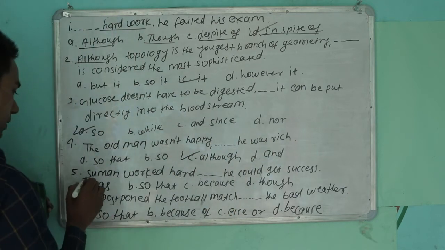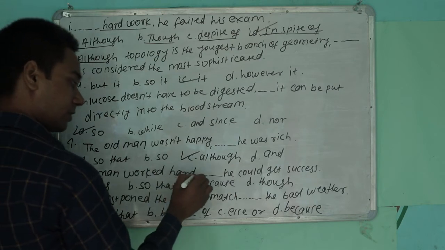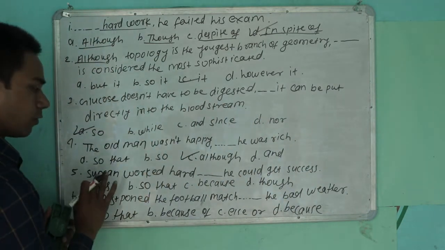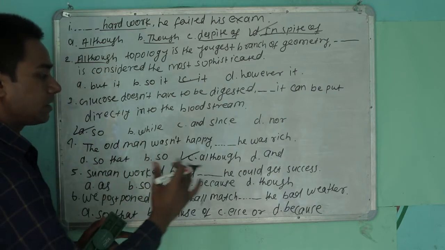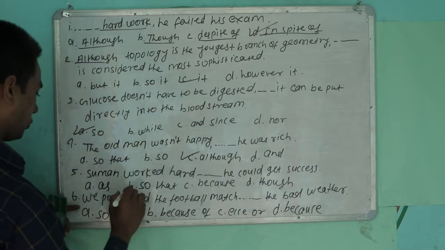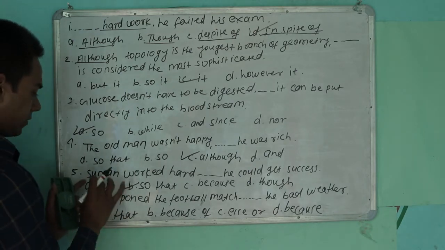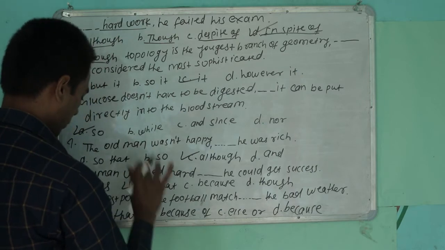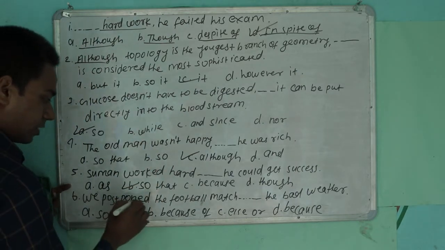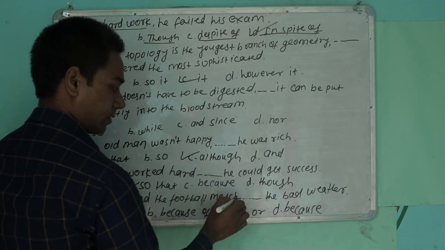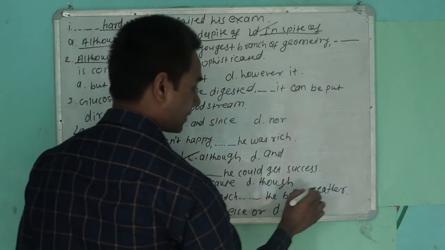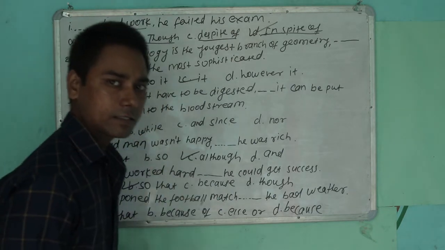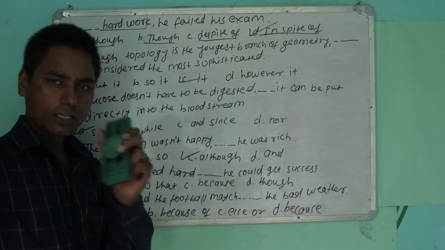Okay. Suman worked hard, he could get success. Look here. He worked hard, there is a result, so what is the result? He could get success, so we use so that. We postponed the football match, the bad weather. Which one is here? It means we postponed the football match because the weather is bad.